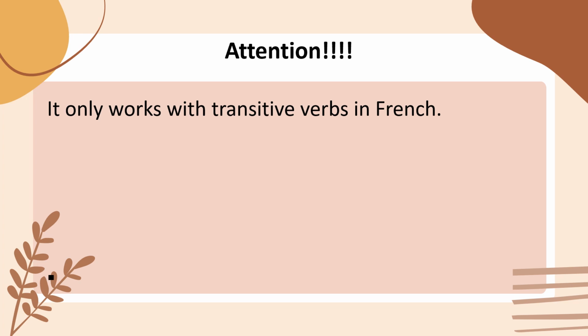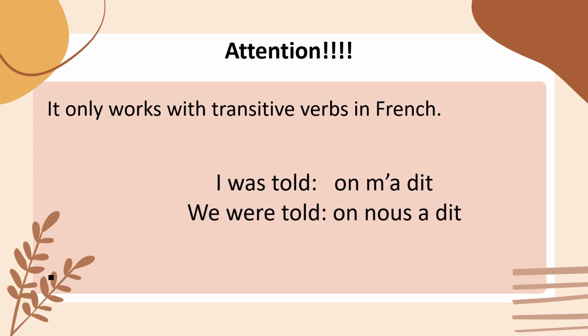Now, if you say she is talking to Paul, Paul is not directly placed after speaking because we have the preposition to. She's speaking to Paul. To makes your verb indirect. So you have to be very careful. So the only way we can get around it is not to be using the passive, but to use on. I was told would be on m'a dit. We were told on nous a dit. I was spoken to, on m'a parlé, etc.